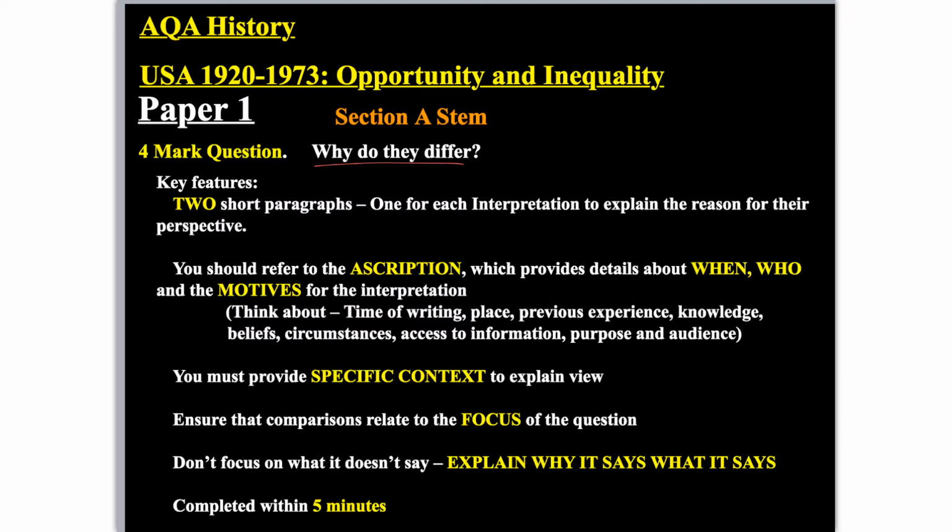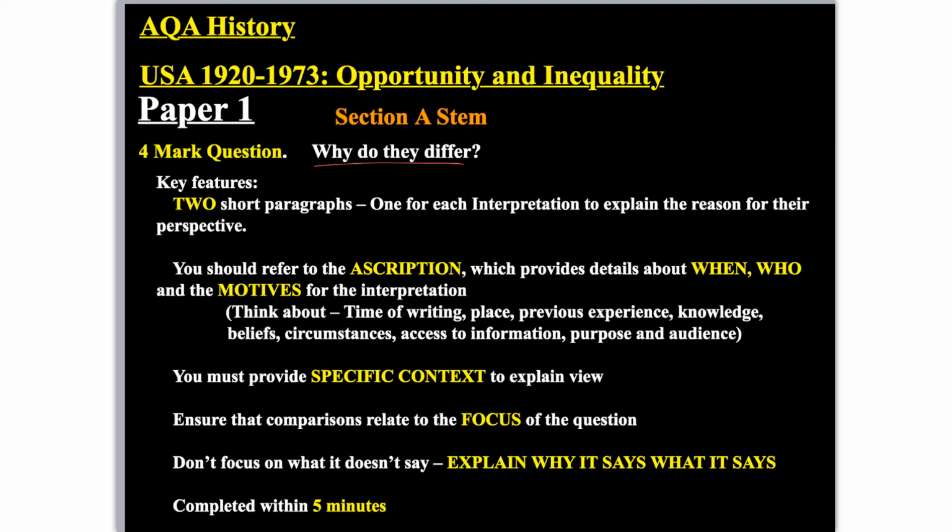So with that in mind, and this is probably the key part of this question, think about the time of the writing, think about where they're writing or what they're writing about, perhaps their previous experience, the authors that is, what knowledge they have, what beliefs they have, circumstances that surround their particular piece of writing, access to information that they might have, or in particular what their purpose and audience might be. So what might they be trying to say, or more specifically, who might they be trying to say this to and why? All of these key things are what you might need to cover in terms of your points.